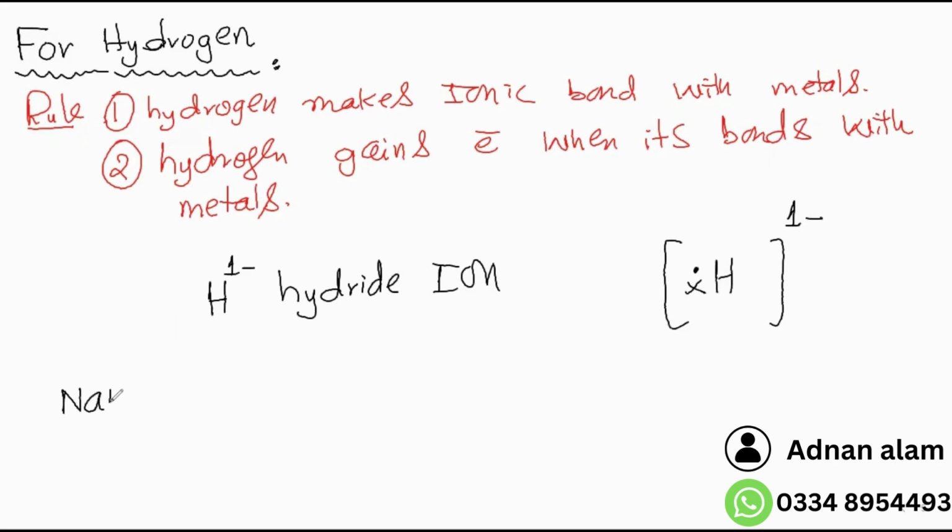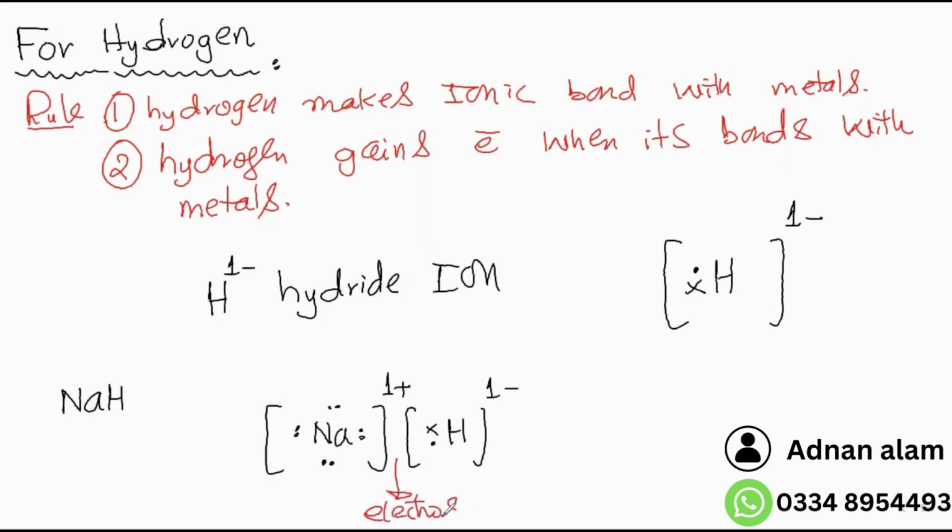So let us say the dot and cross diagram of sodium hydride. Sodium loses 1 electron. Sodium has 1 valence electron, so sodium will lose 1 electron. So then this is the inner shell of sodium with 8 electrons. The electron that sodium lost, hydrogen will gain, and hydrogen becomes a 1 minus ion. Now this is the dot and cross diagram of sodium hydride. Now this is an ionic bond, and an electrostatic force of attraction is present here. NaH is an ionic bond, and sodium is the cation and hydride is the anion.